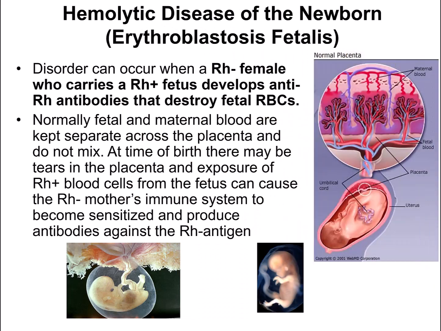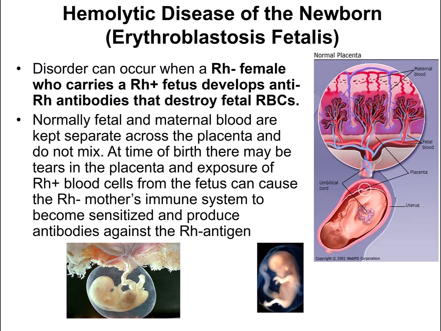In this video, we're going to be going over a disorder called hemolytic disease of the newborn, or erythroblastosis fetalis. Basically, this is what happens when an Rh negative female who's carrying an Rh positive fetus develops antibodies that destroy those fetal red blood cells. And these antibodies are against the Rh factor.